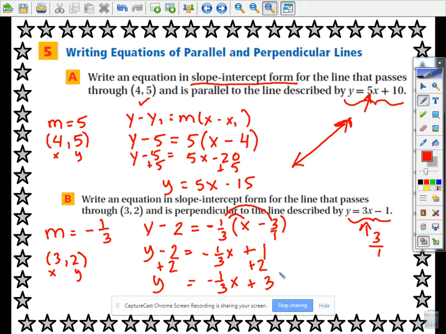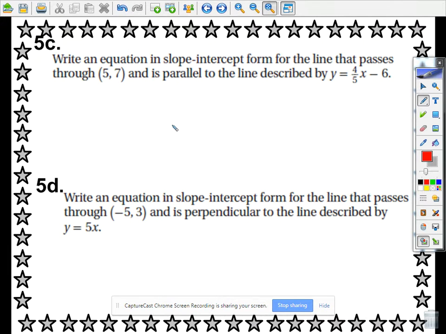So here I created a new line that was parallel with the same slope and using this point. And here I came up with a perpendicular line because I took the slope of this one and made my new slope the negative reciprocal. So why don't you pause right here? You're going to try these two. You can help your neighbor if they need help. And then when you have finished these two, let's come back, check our answers, and then we'll be ready for our activity.